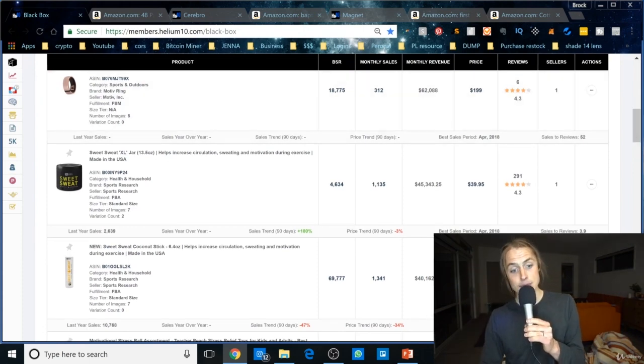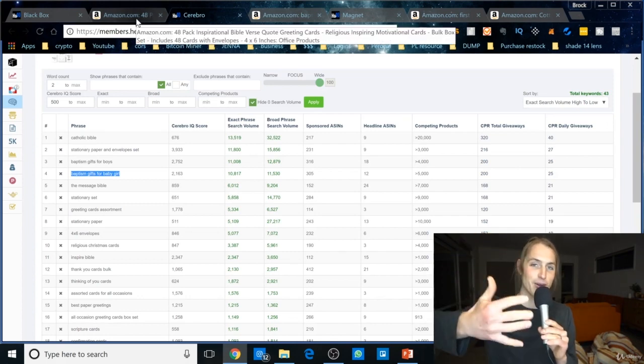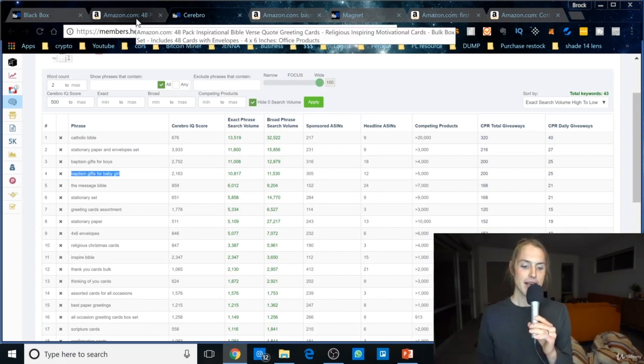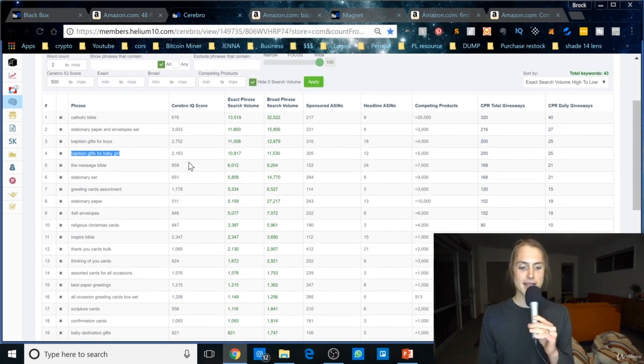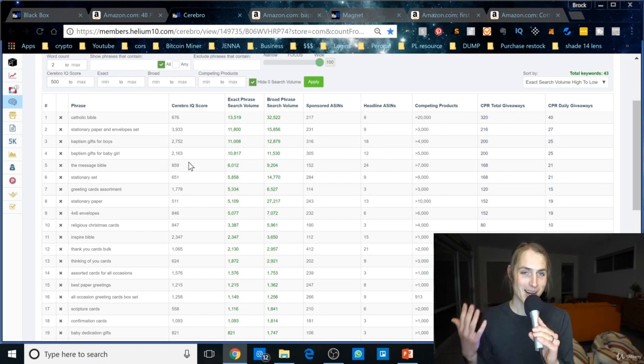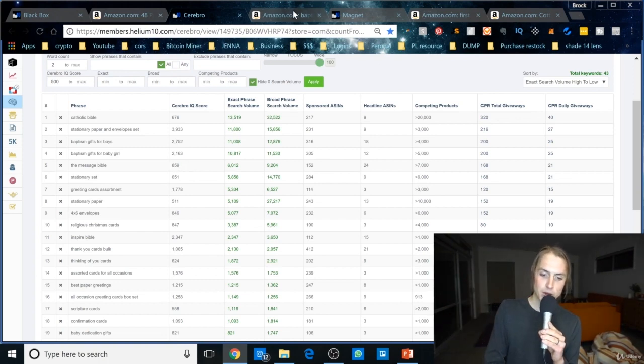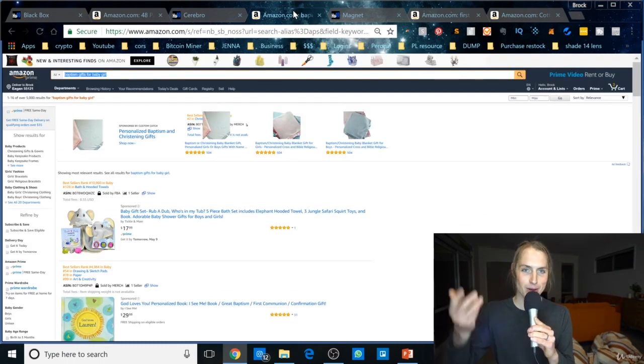Then I take that and put it into Cerebro, and I find all the keywords it's ranking for. Then I find one with a pretty good IQ score. That means there's a lot of searches compared to the number of products ranking for it. Now we search that keyword and look at the products.